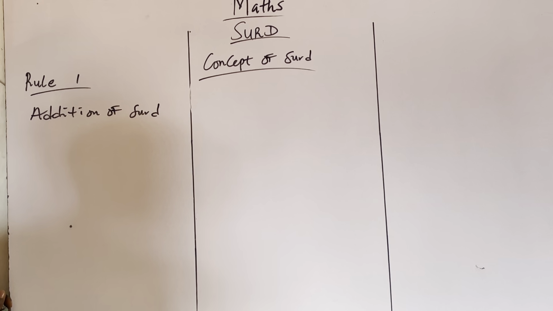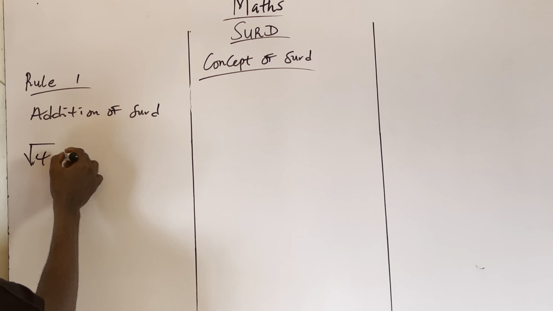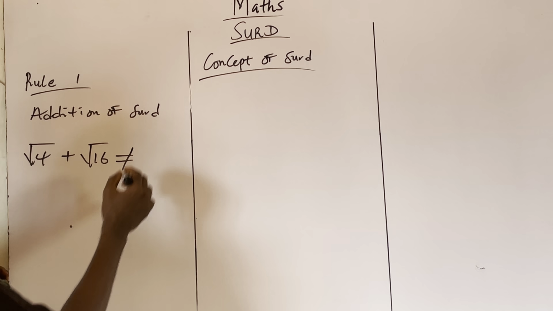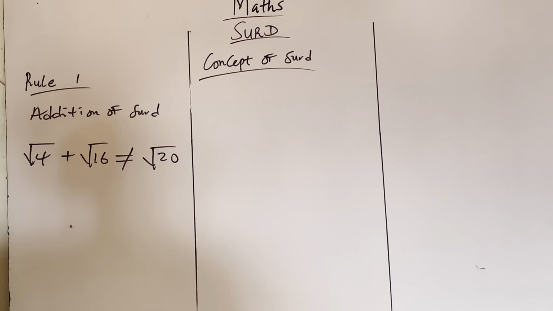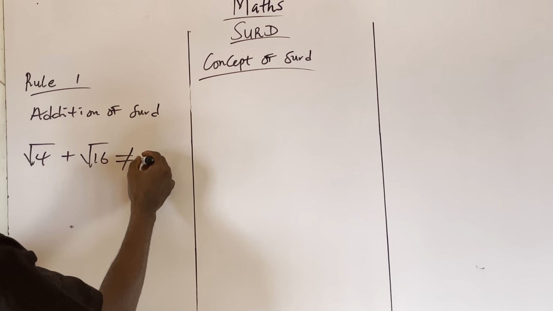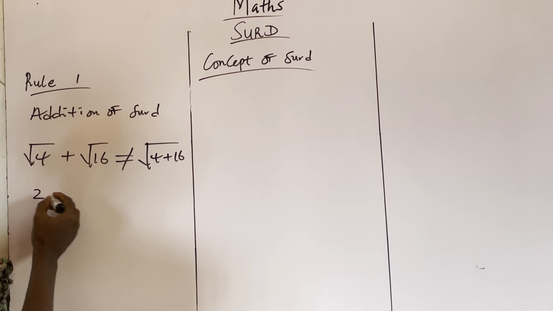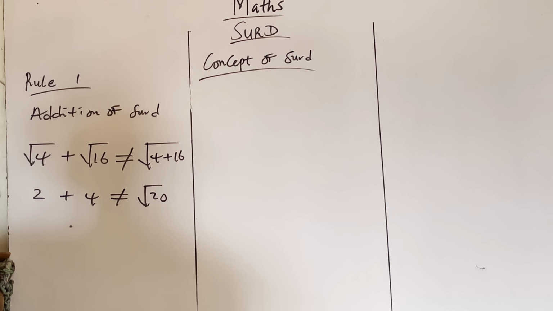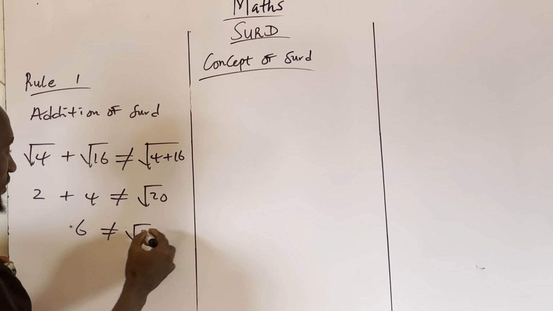How do you know this addition of surds? Root 4 plus root 16 is not equal to root 20. Why? Because if we do it the way we know, this is root 4 plus root 16, so this is 2 plus 4, which gives us 6, not equal to root 20.